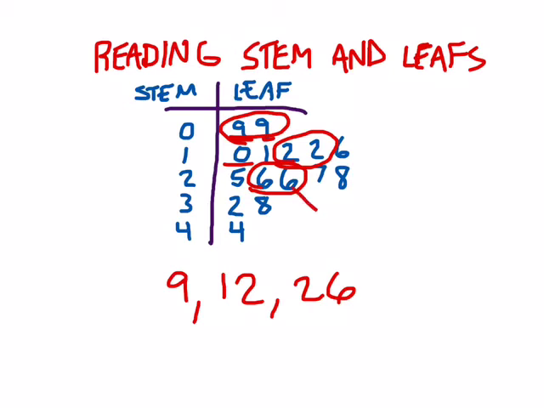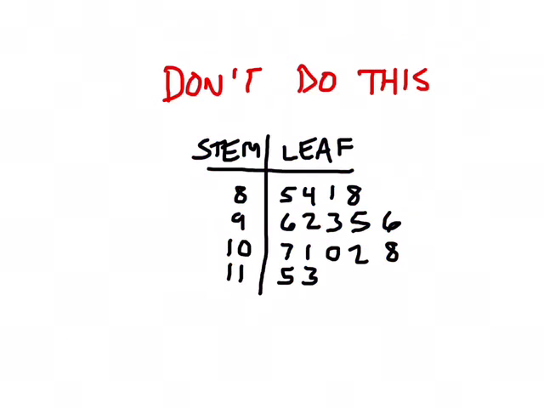Because remember, these digits don't represent the whole number, they represent a piece of the number. So 2 6s in this third column, or third row, actually represents 2 26s. So my modes would be 9, 12, and 26, not 2, 6, and 9.